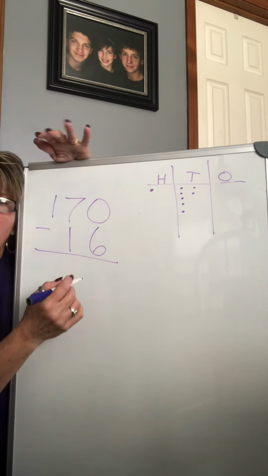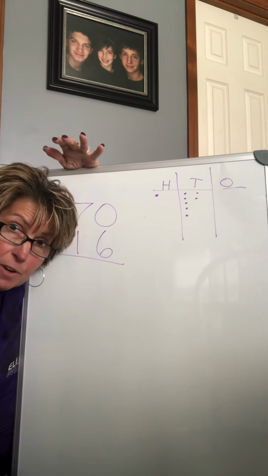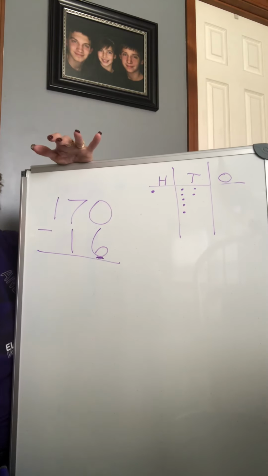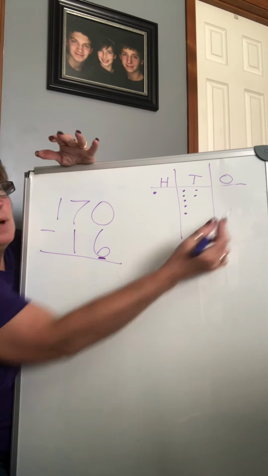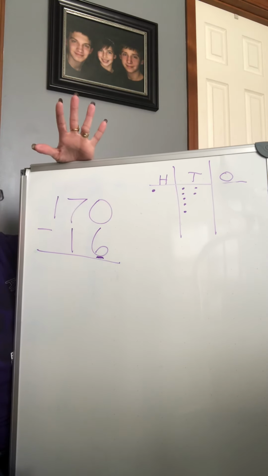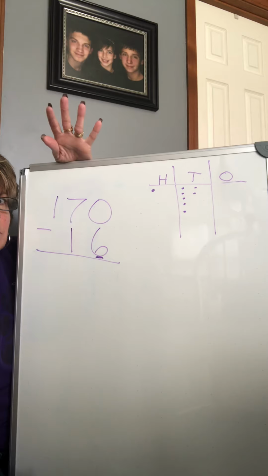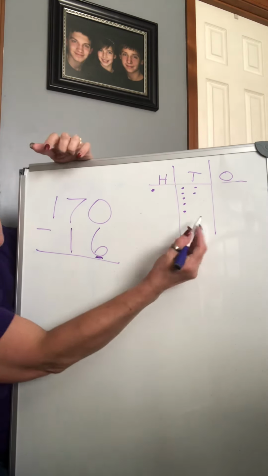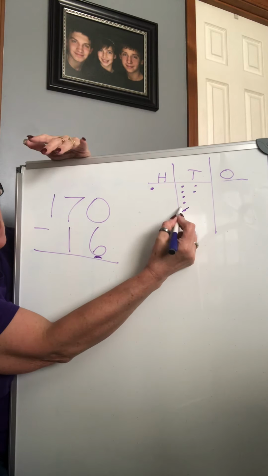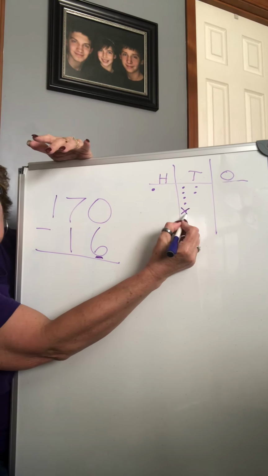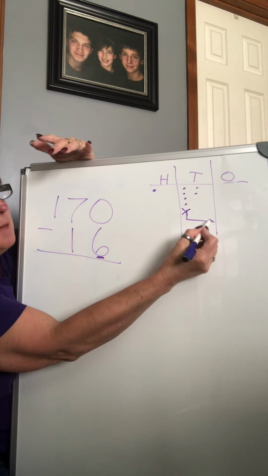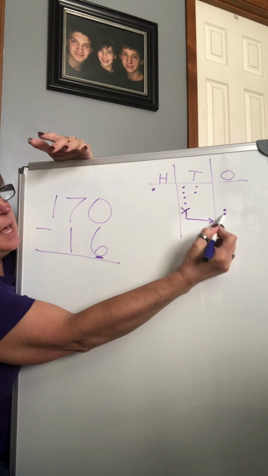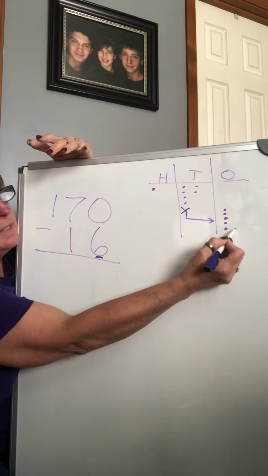Now we're going to go and remember. Always, always, always start in the ones house. All right, so we need to take away 6 ones. I go to take away and I don't have any ones. So tell me what I need to do. You are right. I got to go to the tens house and I have to borrow a 10. So I'm going to cross that 10 out. I'm going to bring it back to the ones house and I'm going to break it up into 10 ones.